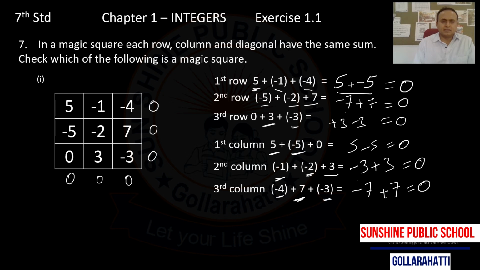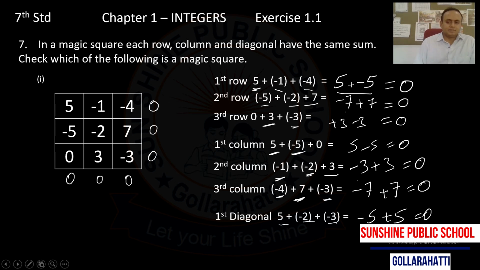Let us check the diagonal, first diagonal. First diagonal is 5, minus 2, minus 3. Add these two first. Minus 2 minus 3 gives minus 5. And add this 5. So minus 5 plus 5 is 0.